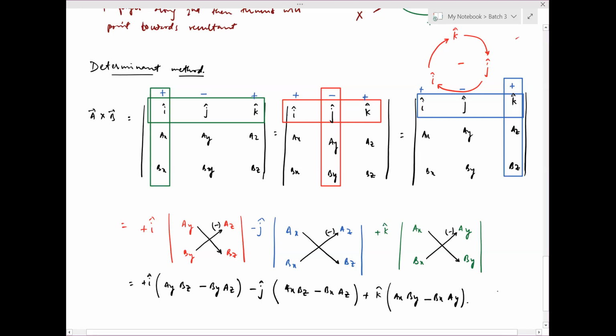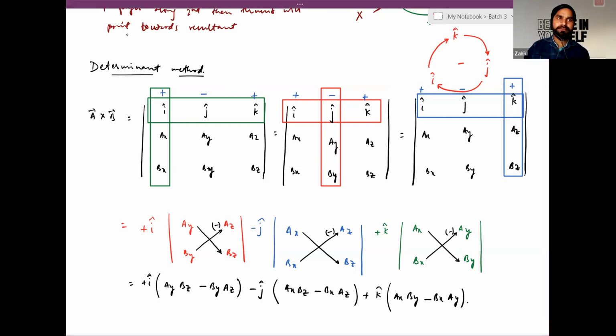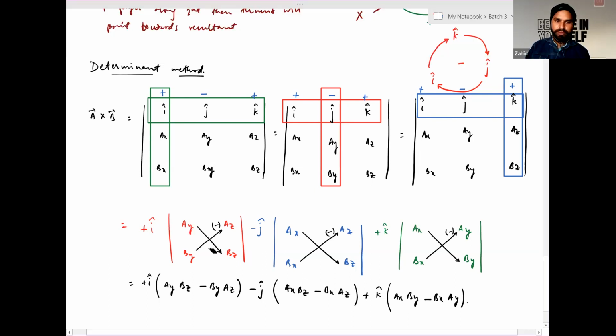No, sir. Okay. In the last part, if you move from top to bottom, from this point to this point, take it as positive, but on going from bottom to top, take it as negative. Similarly for this part as well, and similarly for this part as well. So AY into BZ, which is this, minus BY into AZ. And similarly for the rest of the two.